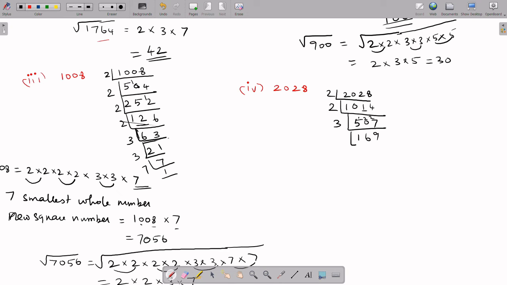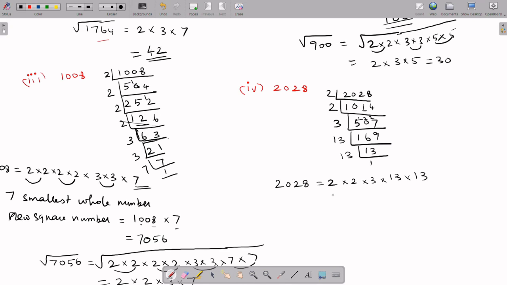Okay, and the next 3. Here 169 is there. 169, you know that 13 into 13 is 169. This is also a prime number. Okay, 13 is a prime number. So 13 into 13 you have 169, and 13 ones are 13. So you have 2028 is equal to 2 into 2 into 3 into 13 into 13.